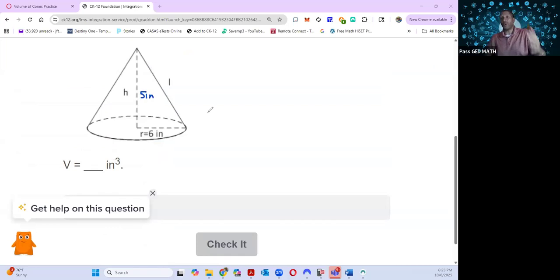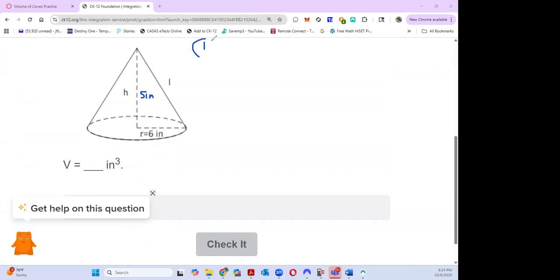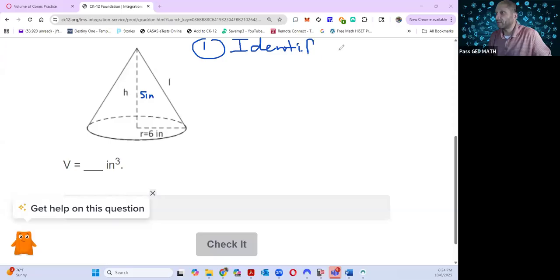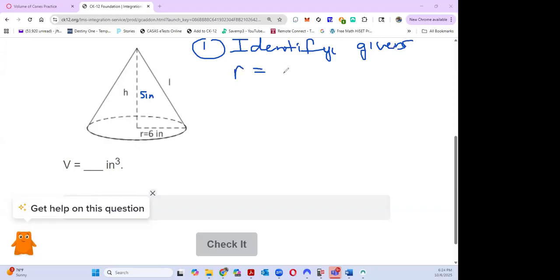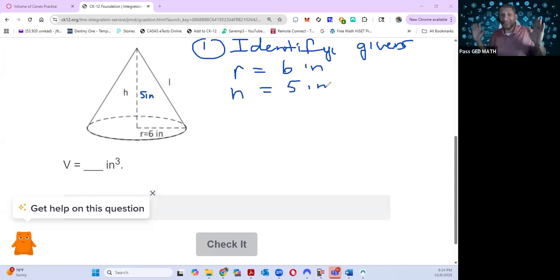So what's given in this problem? If I want to find the volume of this cone, what's given? You've got the height and the radius. The first step is identify your givens. That's the first step in almost every problem. So you said the radius was what? 6 inches. And the height is what? 5 inches. That's not hard to do. Identifying your givens is what they're giving you.